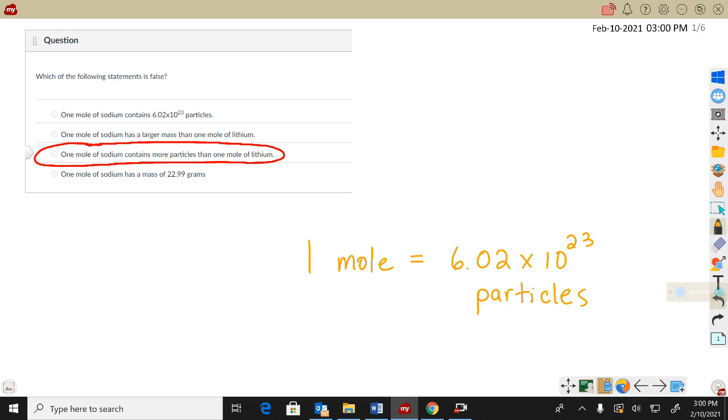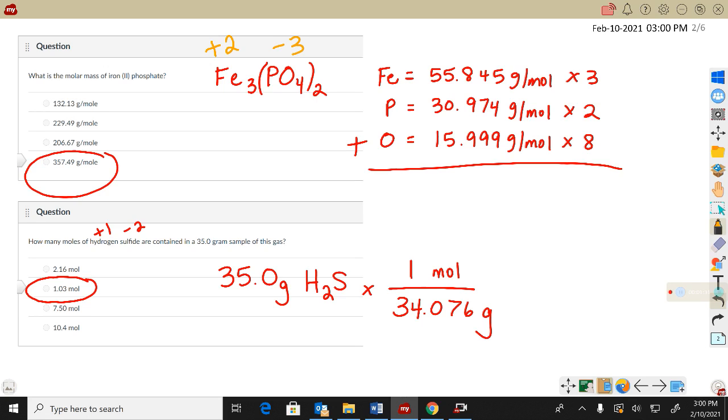Lithium atoms are smaller. They only have 3 protons, and sodium atoms are bigger. They have 11 protons. And so, yeah, the size of the particle, the mass of the particle, that's going to be different. But it's the same amount when I have a mole of each element. Molar mass, then, of an element is just found on the periodic table.